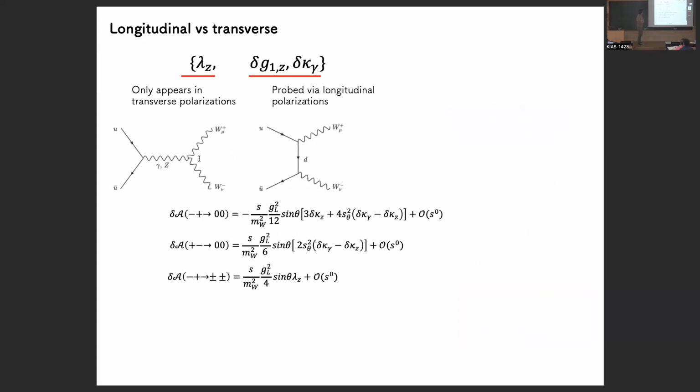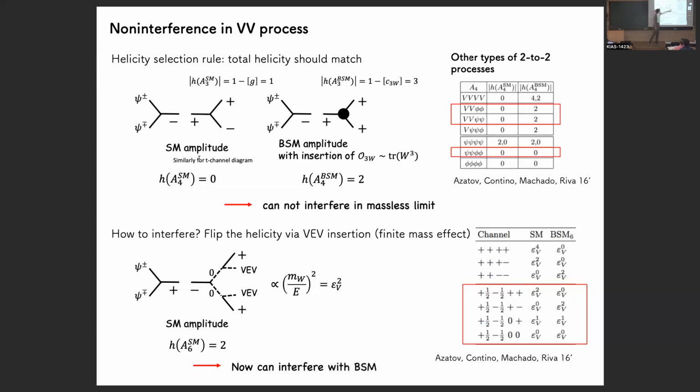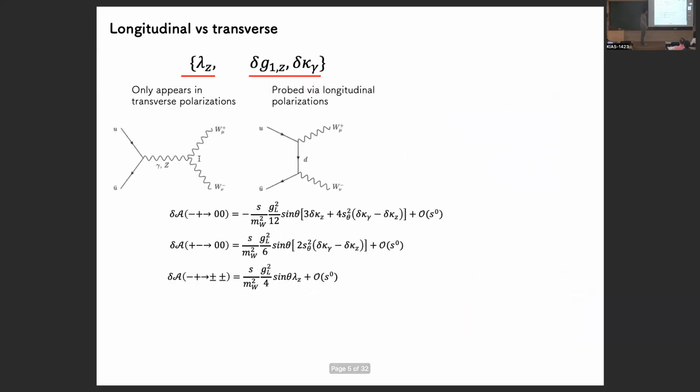Okay, so given the three anomalous gauge couplings, they also appear in different places. The diboson, the gauge boson, can have either transverse polarization or longitudinal polarization. Especially lambda z, which I didn't mention. Here, for example, this W cube operator strictly involves the transverse mode. That's why you have plus minus three. And this dimension six operator can only be measured by lambda z here. I will show it on the next slide.